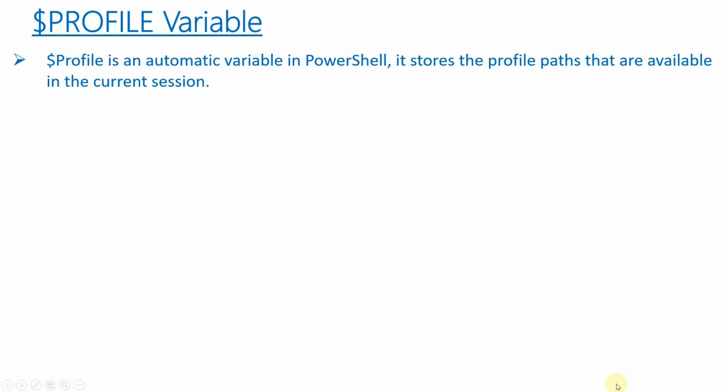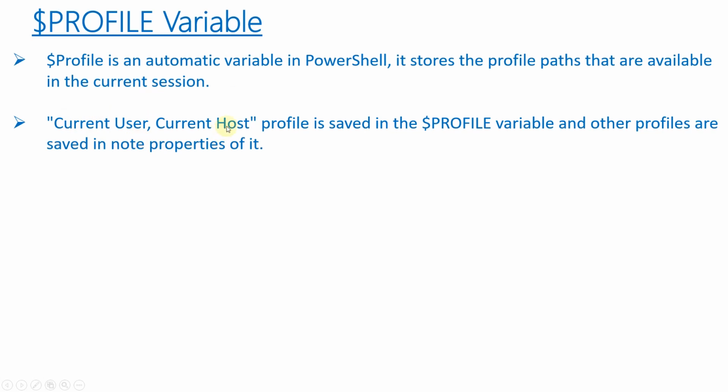There is one more concept in PowerShell called the $profile variable. This variable stores the profile path. Every profile has a specific path, and the $profile automatic variable stores the profile paths which are available in the current session. The profile for the current user and current host is saved in the $profile variable, and the other profiles are also saved, but those are saved in the note properties of this variable.